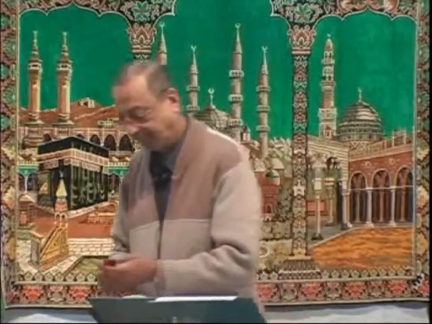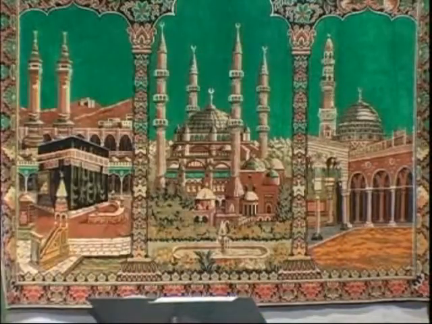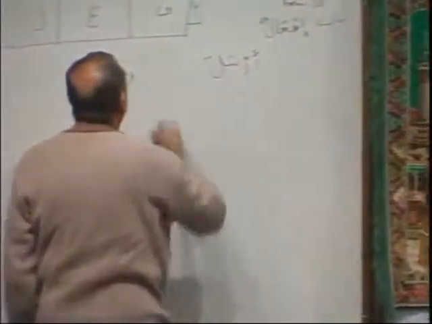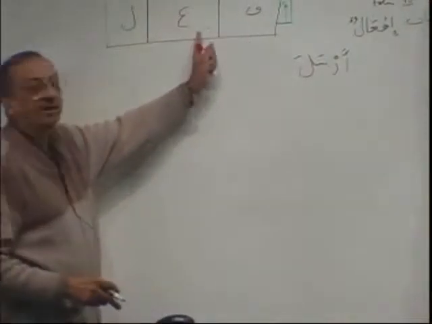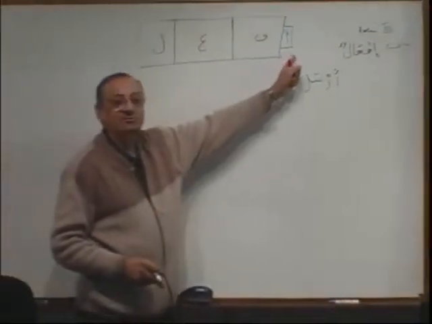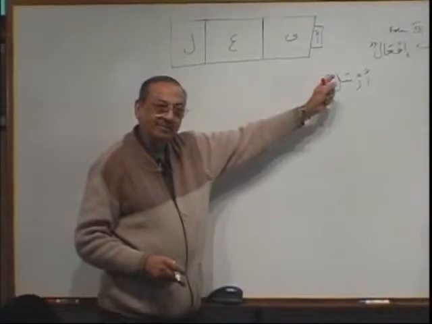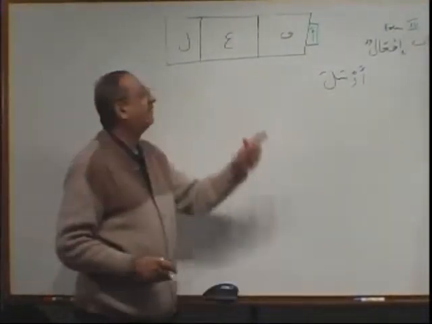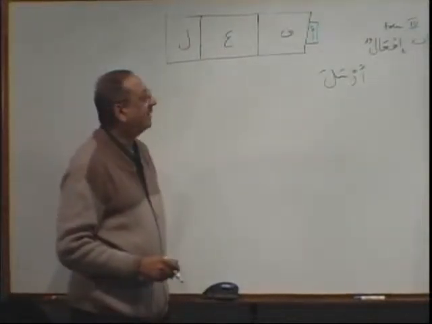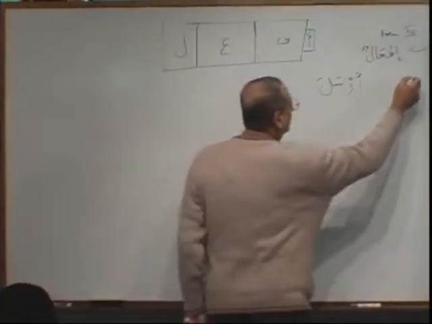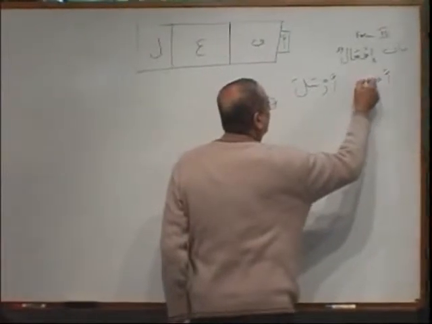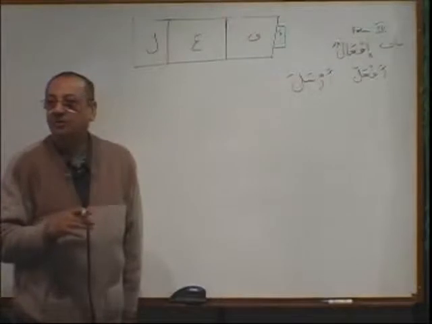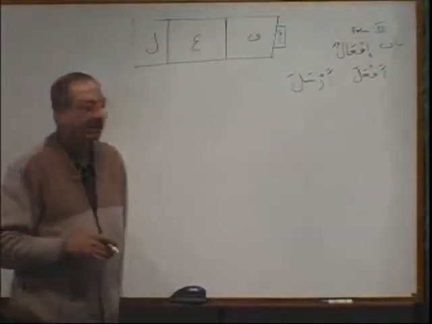Arsala. What is the verb? Arsala. Now you see, there were three rooms. We added a small room and put Hamzatul Qata there. Now it is af'ala. What is the pattern? Af'ala. This is your normal. If the verb is sound, you will have af'ala.